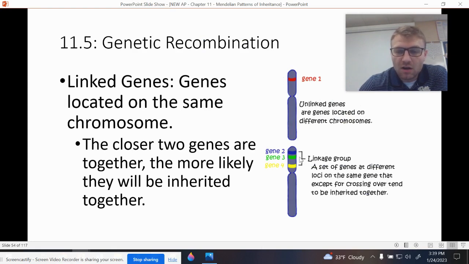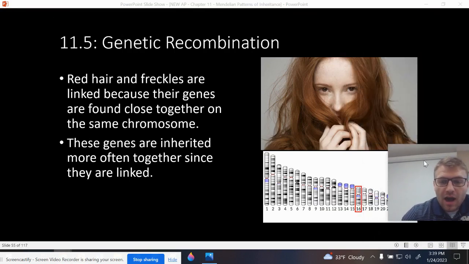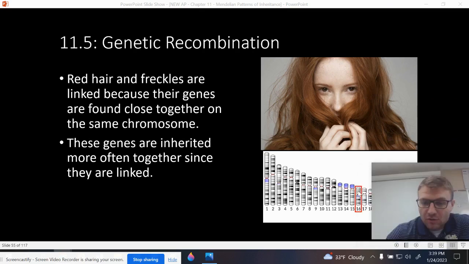So you can see these genes here are linked because they're on the same chromosome and they're very close to each other. I like to use the example of red hair and freckles being linked because they are found on the 15th or 16th chromosome here, and they're inherited more often than not because they're found very close together. So people with red hair usually have freckles because they're inherited together.